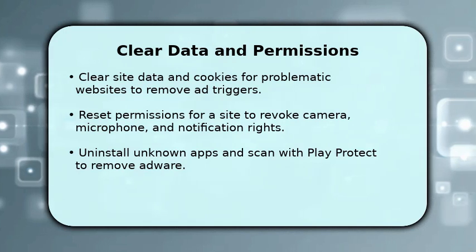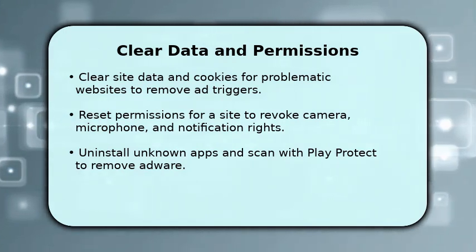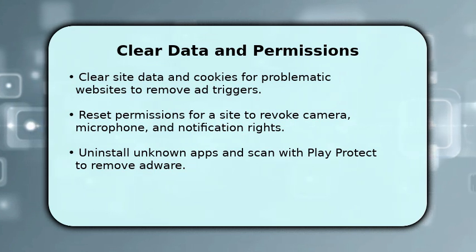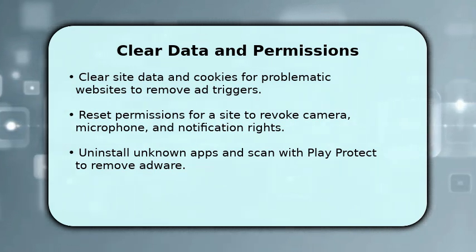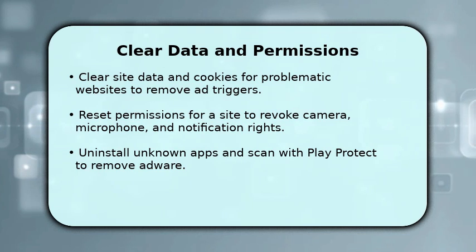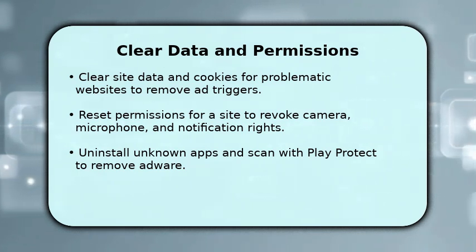Go to Chrome Settings, then Site Settings and tap All Sites. Select a problem site and choose Clear and Reset to remove stored data. That action revokes permissions and deletes tracking cookies that trigger ads.